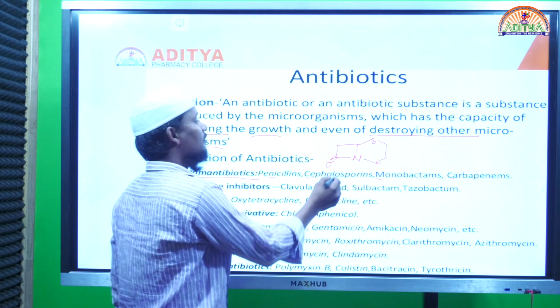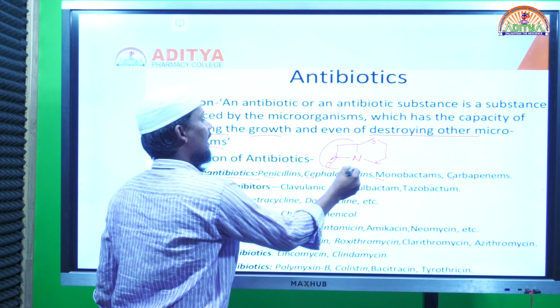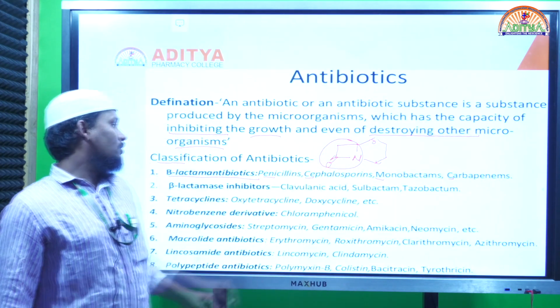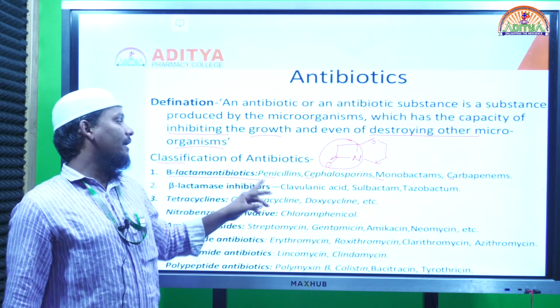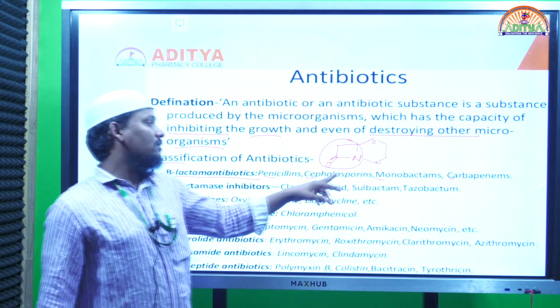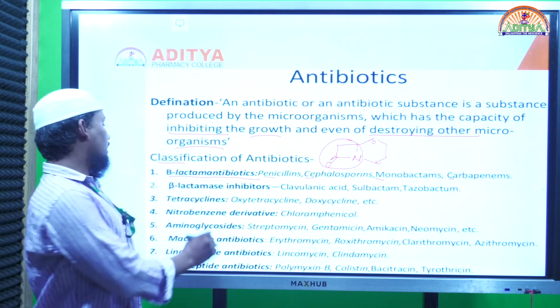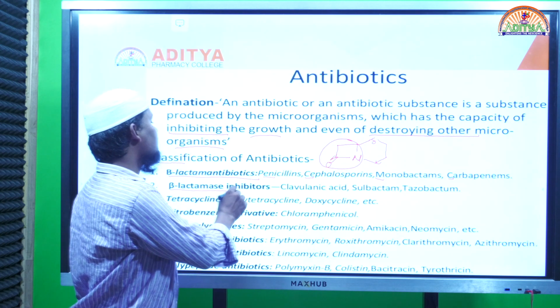All of these have a beta-lactam ring in their structure. This is called the 4-membered beta-lactam ring, and that's why they are called beta-lactam antibiotics. Examples are penicillins, cephalosporins, monobactams and carbapenems. The next one is beta-lactamase inhibitors.